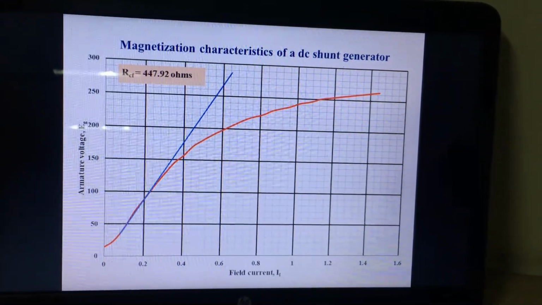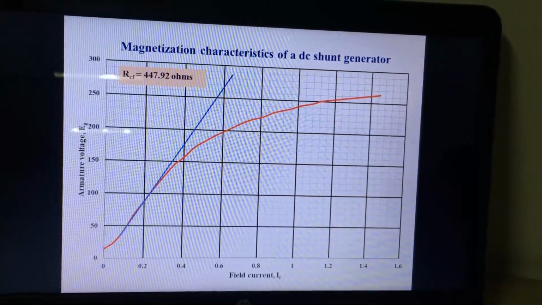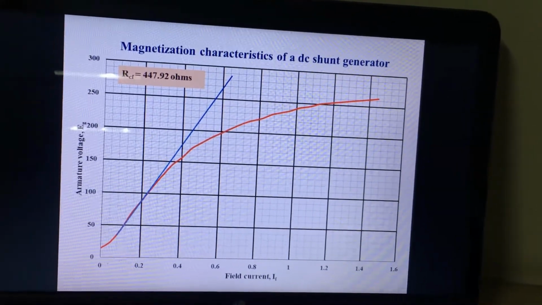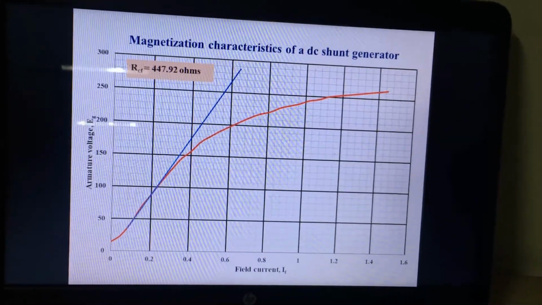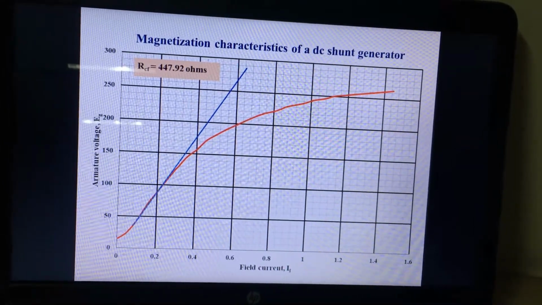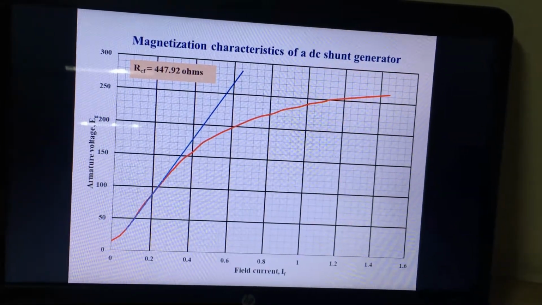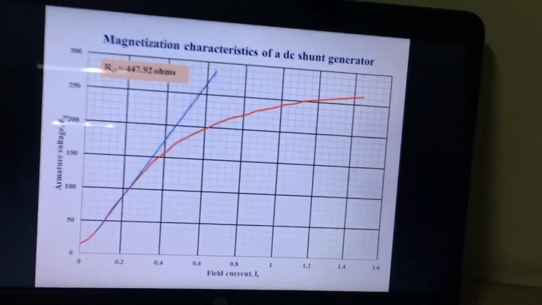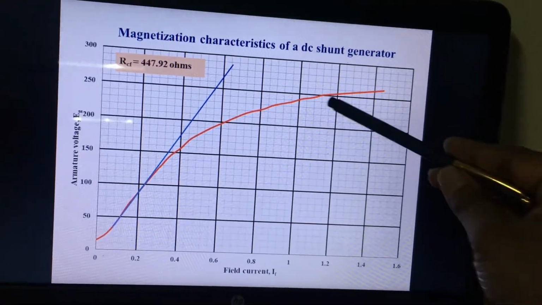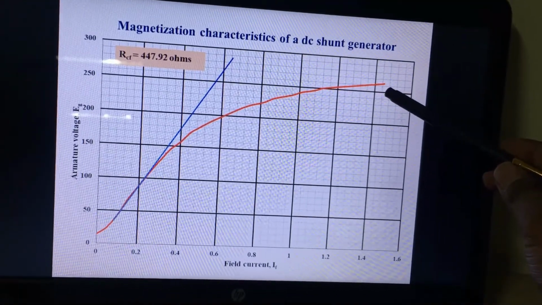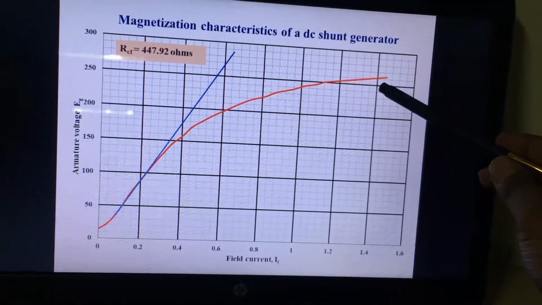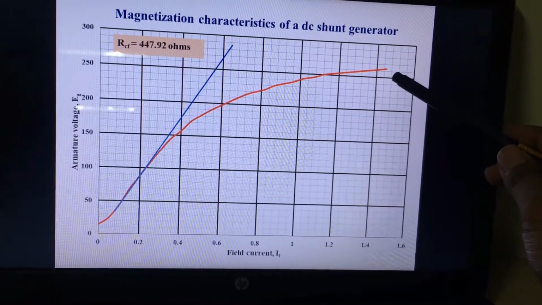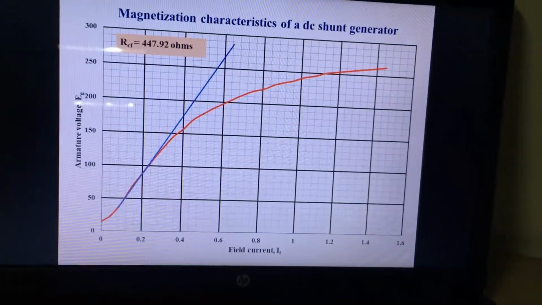Now we can see the magnetization characteristics of a DC shunt generator. On x-axis we have taken the field winding current in amperes. On y-axis we have taken the voltage across the armature winding terminals in volts. This red color curve gives the armature voltage versus field winding current characteristics, that is magnetization characteristics of a DC shunt generator.